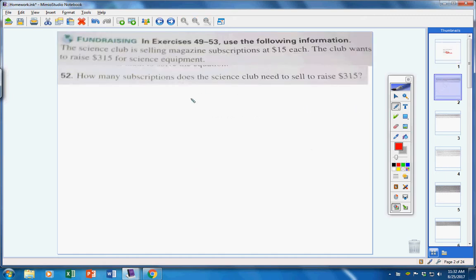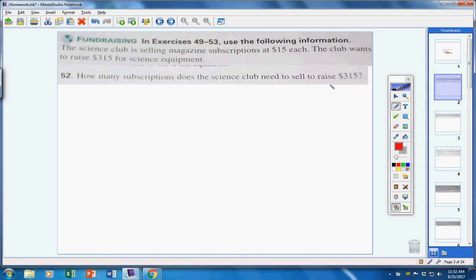Number 52. You can follow along in here, or you can open your book to page 37 if you want to. That's totally up to you. The Science Club is selling magazine subscriptions for $15 each. The club wants to raise $315 for a science experiment. How many subscriptions does the Science Club need to sell to raise $315?